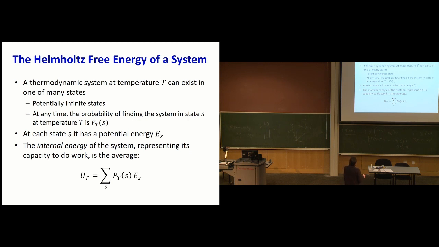So the overall internal energy of the system, now the system keeps bouncing around between states, right? If it's bouncing around between states, at any given time it has a different capacity to do work. This is something you saw in physics, maybe you didn't quite register it. But at any given time, the system has a different capacity to do work. What is the expected capacity to do work? It's just this guy, the average over all the states.